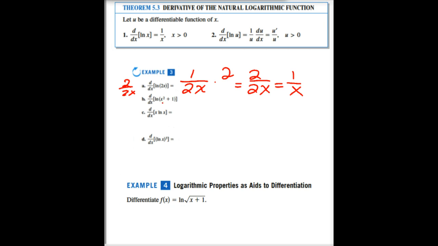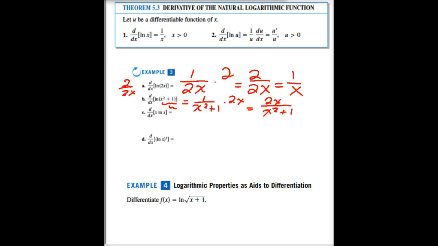The next one, here's my u. My derivative is 1 over u times du dx. The derivative of x squared plus 1 with respect to x is just twice x. So this gives me twice x over x squared plus 1. Kind of easy peasy, right? You might say, where's Carl? Carl doesn't live in derivative world, kiddos. He's just there when we take an integral.